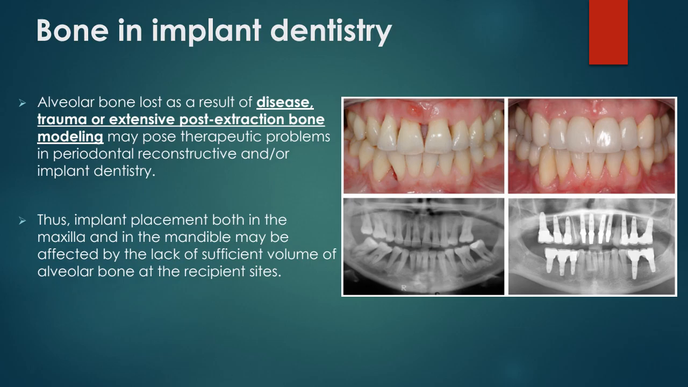So alveolar bone is mostly lost إما للتروما، post extraction لو شلنا التوث يحصل فيه resorption or بسبب periodontal disease as we can see in the image here. Thus implant placement in the maxilla and the mandible may be affected by the lack of sufficient volume of the alveolar bone at the recipient site. عشان كذا مهم إن احنا ناخذ good anatomical radiographs to understand the remaining volume that we have that is required for the necessary treatment that is going to be done.